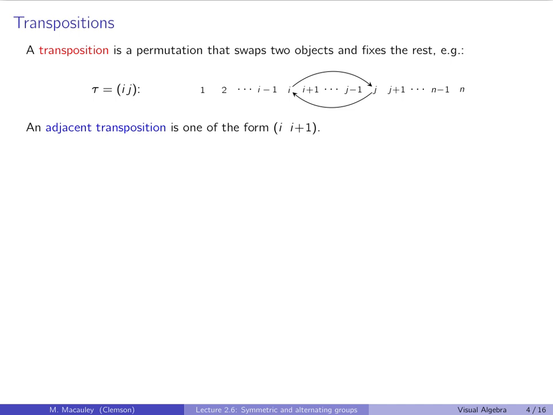Okay, let me give a name to a type of permutation that I've been using and I will continue to use a lot, and that is a transposition. That's any permutation that swaps two objects and fixes the rest. So something like (i j). Here it is in cycle notation, and here it is in the permutation diagram. An adjacent transposition is one of the form (i i+1).